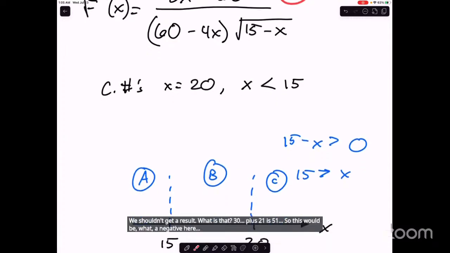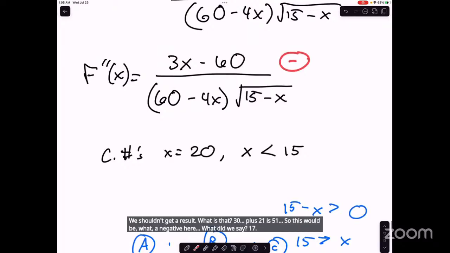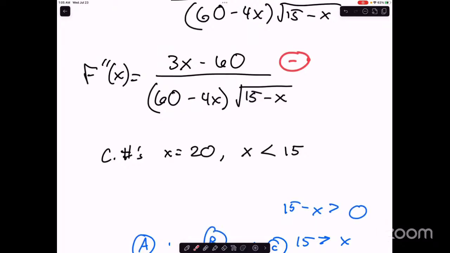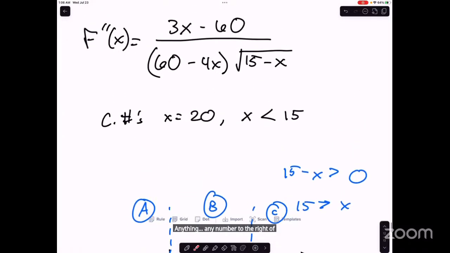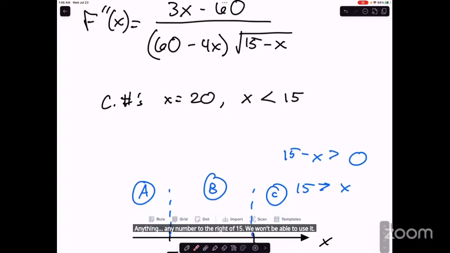What did we say? 17. So we got a negative there. 40 plus 28, 68. That's negative. That's imaginary. See, right here, when we go to plug in our 17, we get a negative, so it stops us. Any number to the right of 15, we won't be able to use it, right?